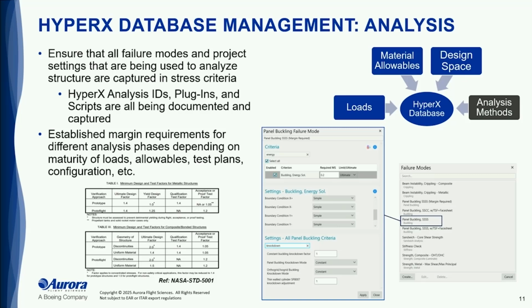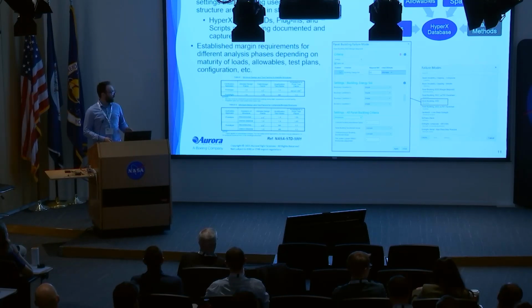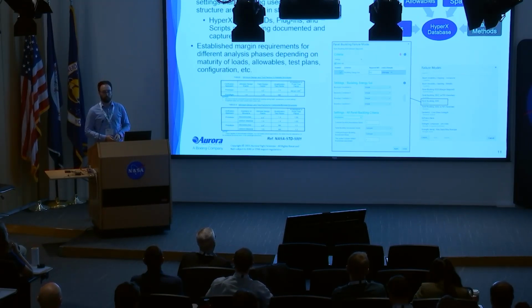When you're going through a prototype vehicle, a lot of things are changing, whether it's your margin maturity or your testing maturity, your loads maturity, your configuration maturity, and that can also affect what margin you need to hold at a different phase. And so being able to constrain that and specifying what those parameters are, as well as adding new cases that might be more representative as the configuration is maturing, is a really helpful aspect in managing the database.